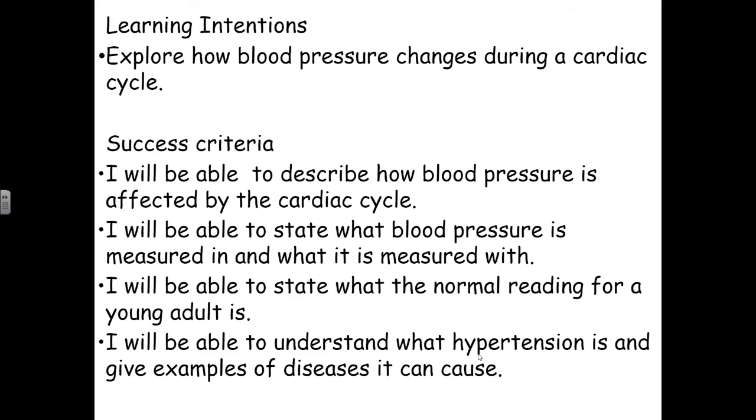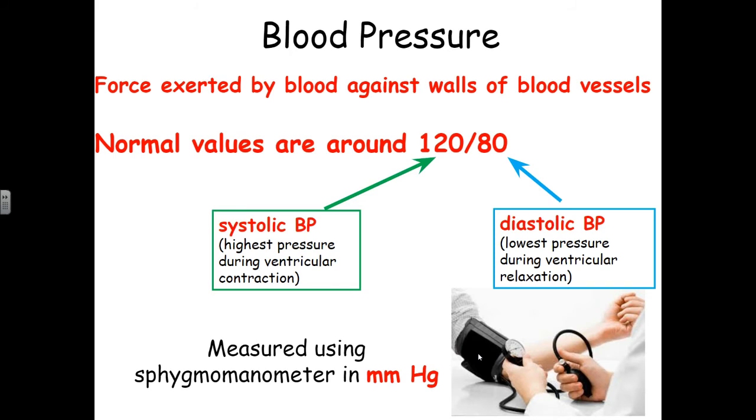So you should know what causes the different parts of blood pressure and roughly how to measure it. The blood pressure is the force exerted on the walls of the blood vessels. Normally, if you take someone's blood pressure, you will find it's 120/80. So the 120 is the systolic blood pressure and the 80 is the diastolic. We'll talk about what those mean.